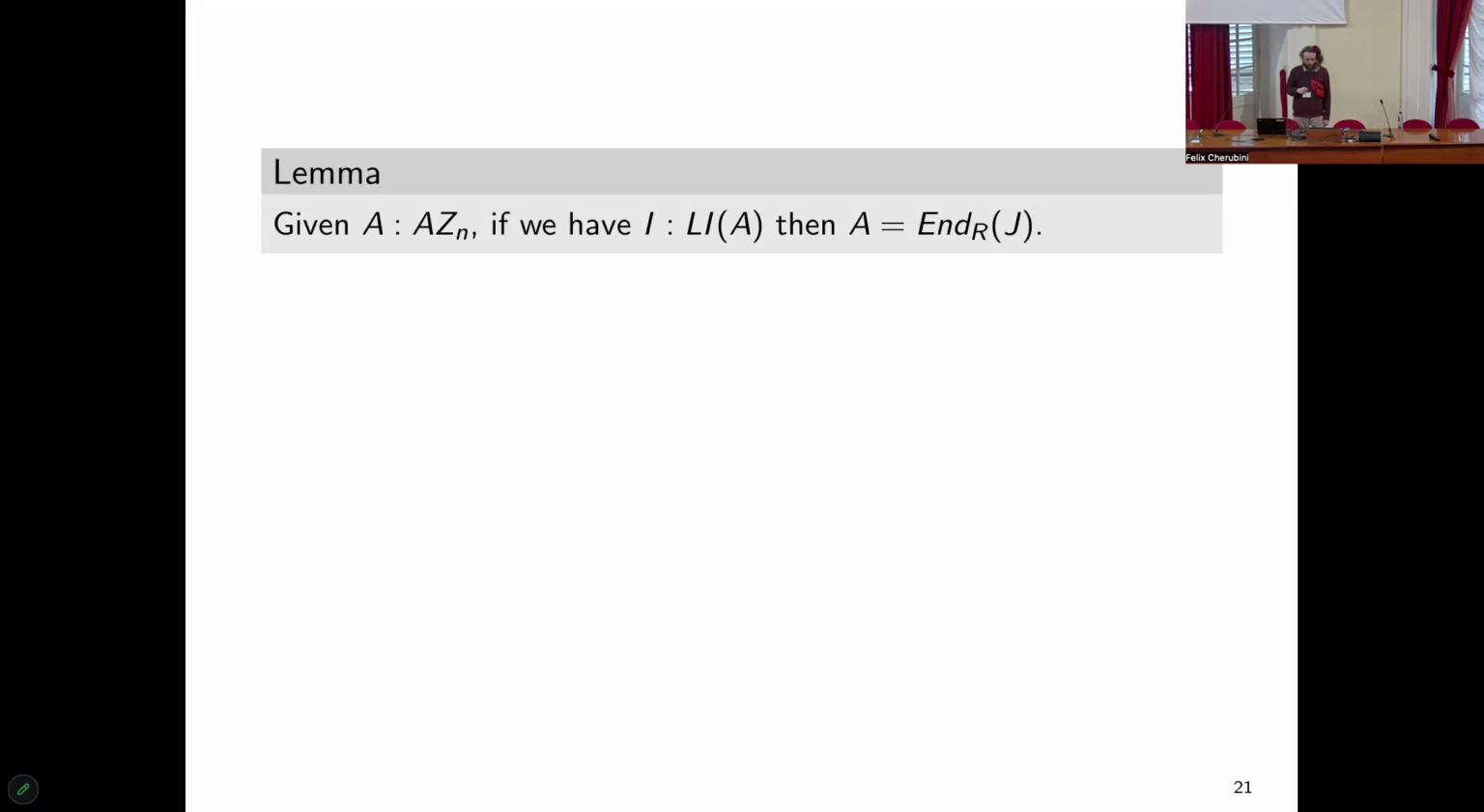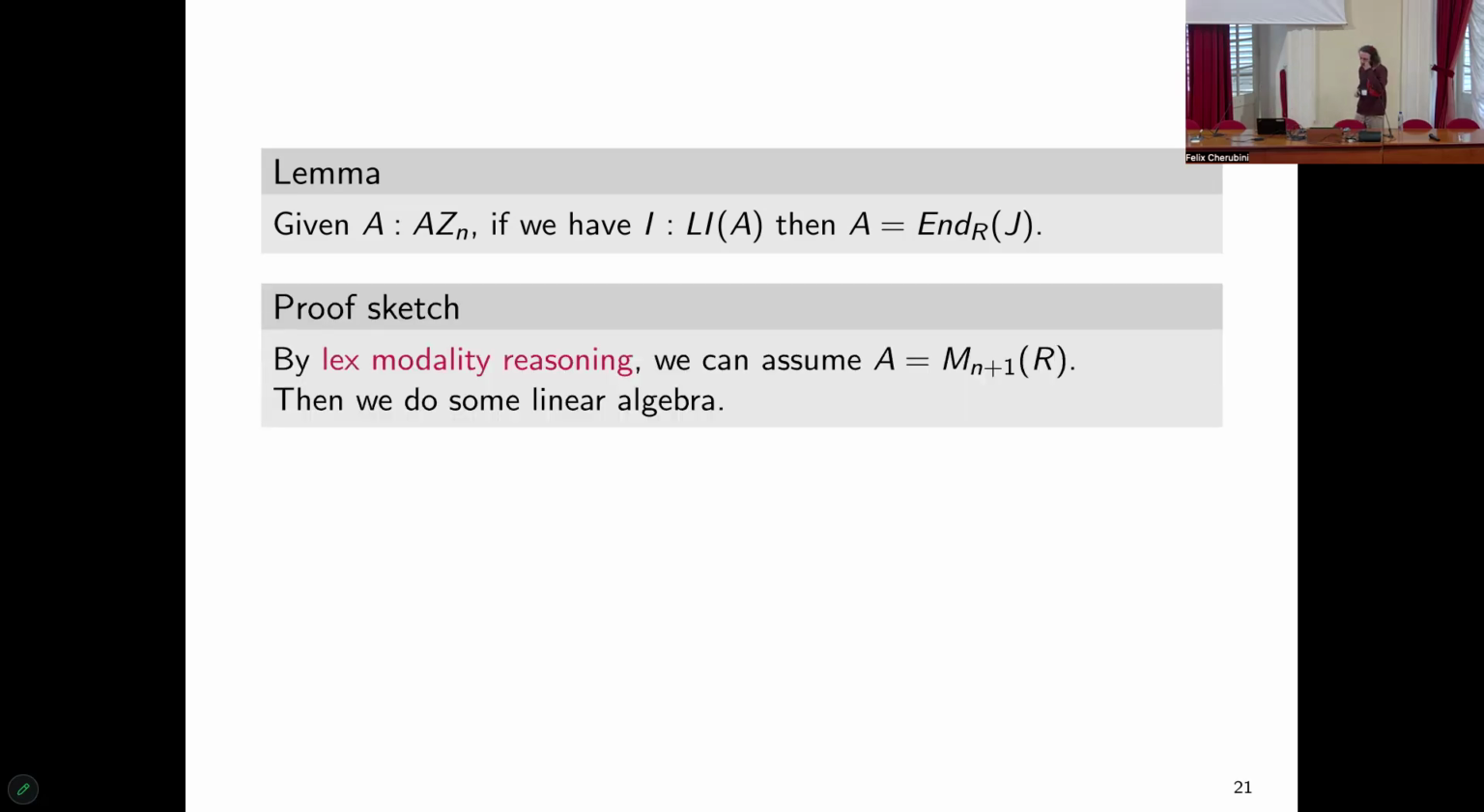There's a typo here. So if I have an Azumaya algebra A and a left ideal I, which is free of rank n plus 1, then A is equal to the endomorphisms of I. It shouldn't be J, but I, where I is seen as an R module. And so, okay, how do we prove this? Here again, we do abstract Lex modality reasoning, and we conclude that we can actually assume that A is Mn plus 1 of R. And then it's some linear algebra with matrices.